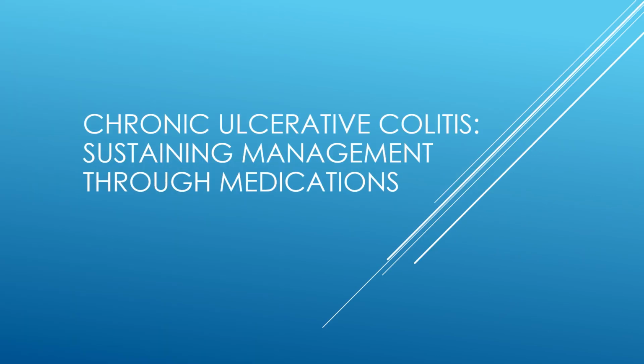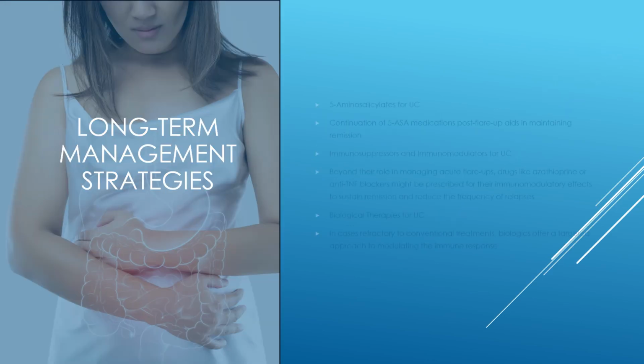Chronic ulcerative colitis. Sustaining management through medications. Long-term management strategies. The chronic nature of ulcerative colitis demands sustained and tailored treatment strategies aimed at achieving remission and preventing flare-ups. Medications play a pivotal role in this long-term management, targeting inflammation, symptom control, and disease progression. Maintenance medications.